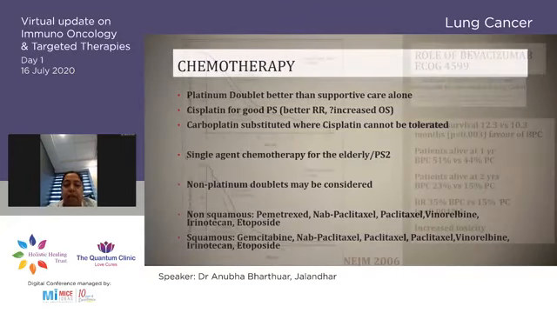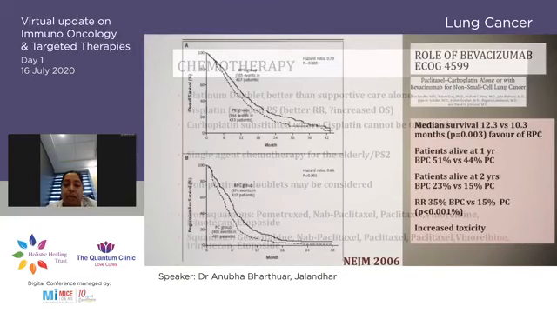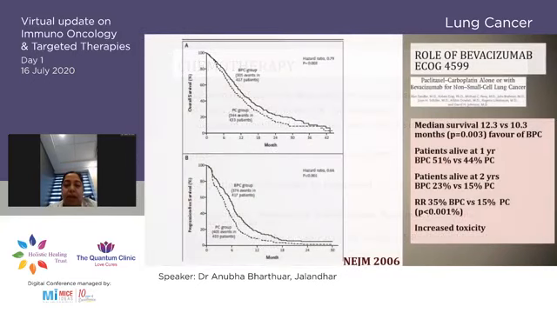In 2000, we looked at this trial, which was the role of bevacizumab in non-small cell lung cancer. There were two arms: paclitaxel and carboplatin alone, or the combination along with bevacizumab. There was a slight improvement in median overall survival, 12.3 months in the bevacizumab plus chemo arm versus 10.3 in the chemo alone arm.